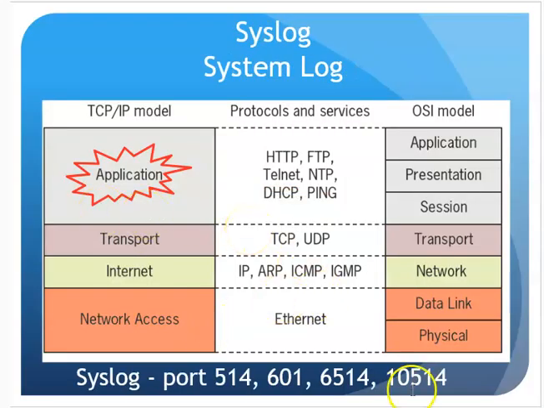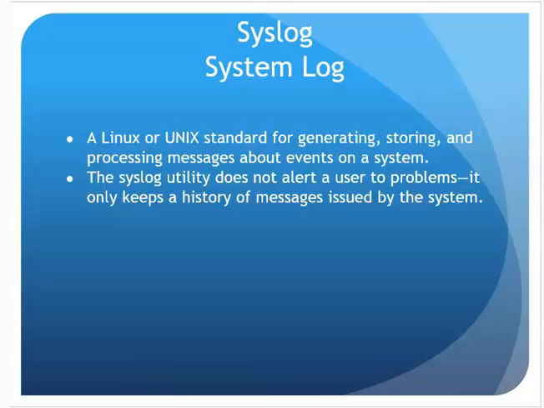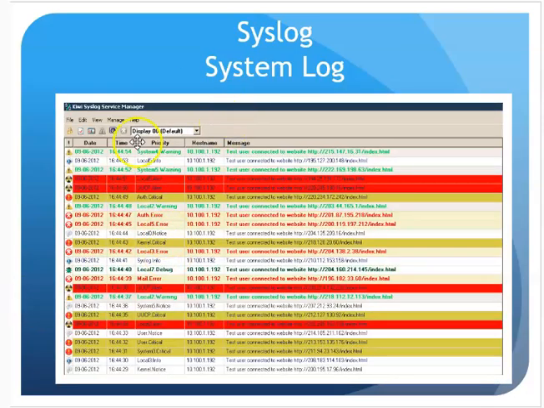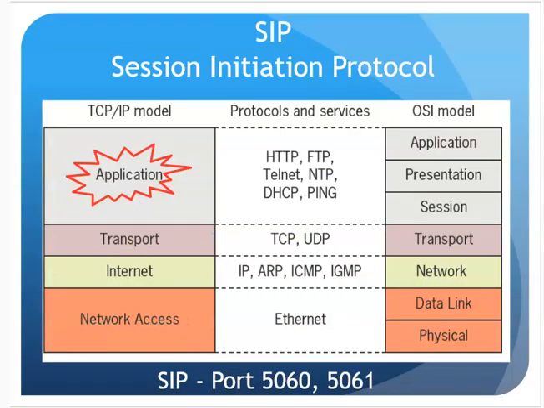Syslog uses a series of ports. Syslog is used for generating, storing, and processing messages about events on a system. It doesn't alert the user to a problem, it just keeps a history of messages issued by the system. So you would need to be checking them to know, is there anything of concern that I need to deal with? And I would have a syslog like so, showing events. Some are just events that things started. Some are events like, hey, we have a duplicate IP address. This would be information that you're accessing to find out if there are issues on a device.